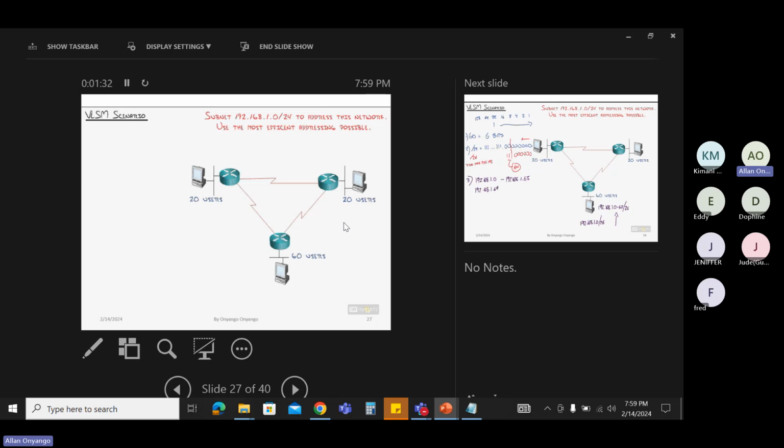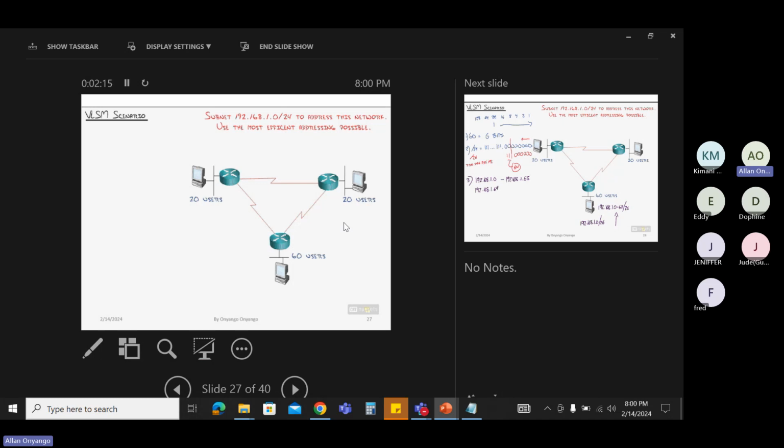So we are given the network 192.168.1.0/24, and here we will not use the class anymore. You will be given the subnet mask now. We want to use it, and this is how they call it in the exam. They'll never call it VLSM. They'll say, use the most efficient addressing possible, or subnet it, wasting the fewest number of addresses. Let's see how we do that.